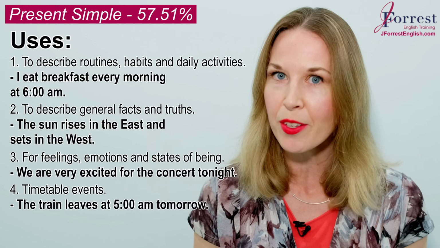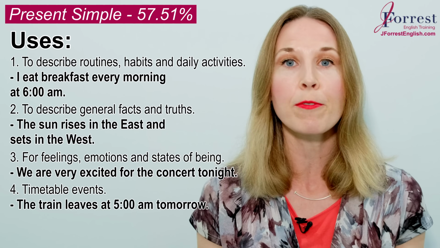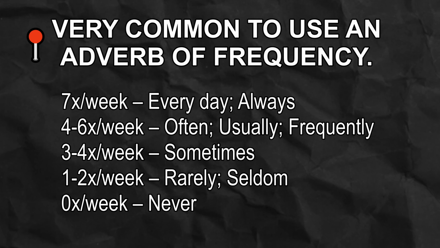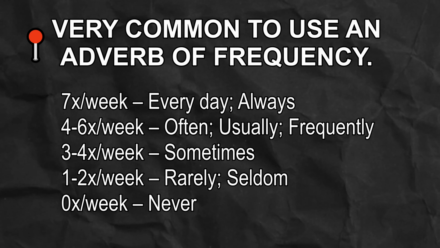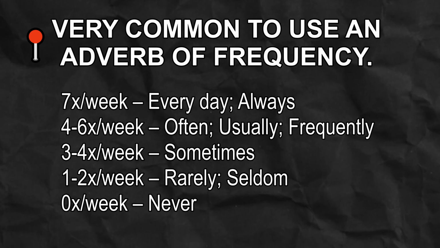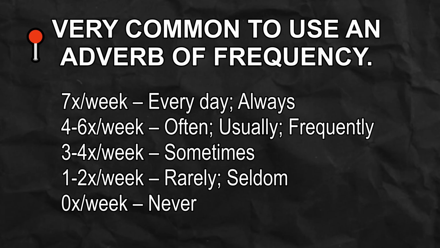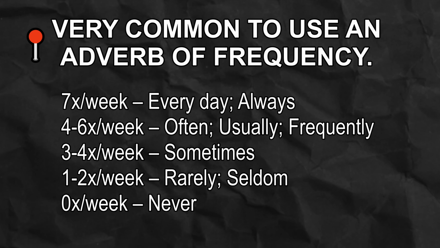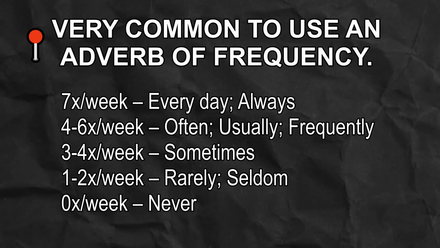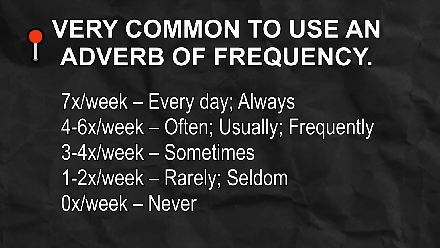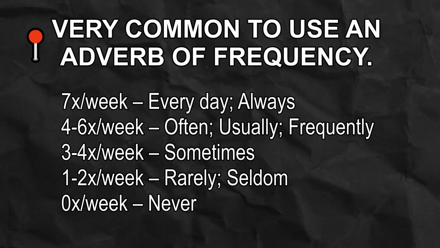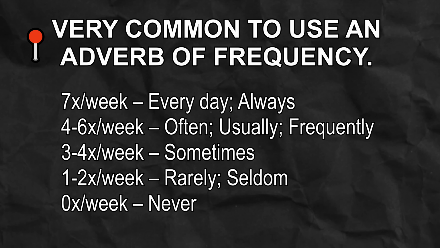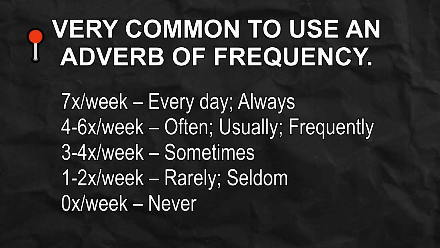It's very common to use an adverb of frequency with the present simple, which is one easy way that you can identify it. The most common adverbs of frequency are every day or always for 7 times a week, often, usually, or frequently for about 4 to 6 times a week, sometimes for 3 to 4 times a week, rarely or seldom for 1 to 2 times a week, and never for 0 times a week.